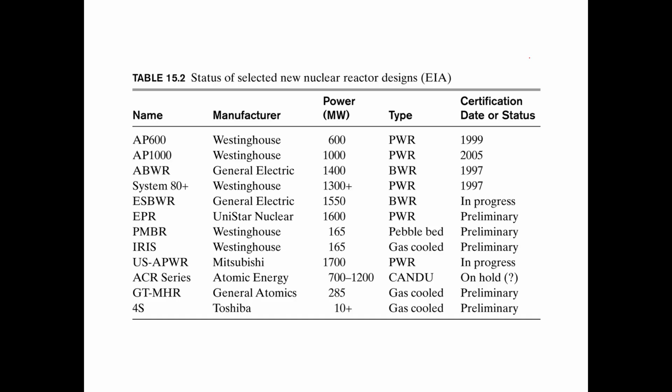Here's the status of at least a selected number of new nuclear reactor designs from companies such as Westinghouse, General Electric, Mitsubishi, Unistar, and so forth. Westinghouse has a reactor called the AP1000, which is rated to put out 1 gigawatt of power.